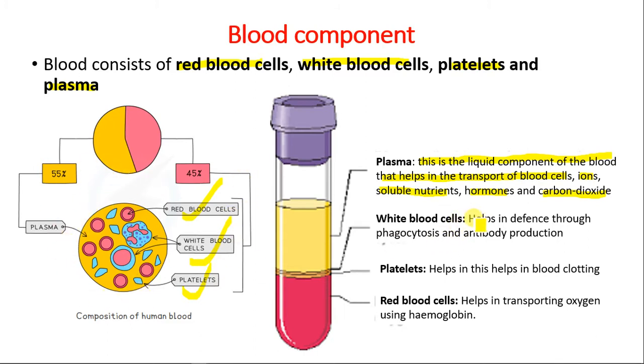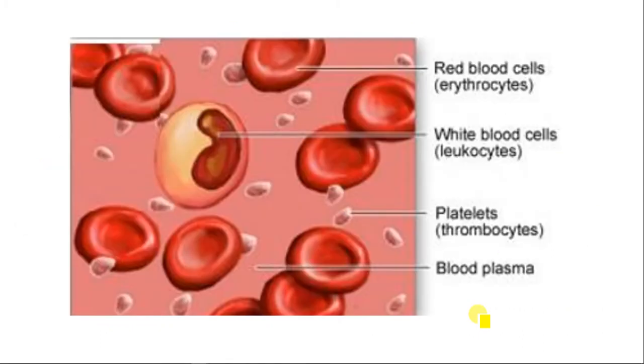The white blood cells' major function is defense through the process of phagocytosis, through phagocytes, and antibody production through the lymphocytes. We also have platelets, and they are responsible for blood clotting. The red blood cells help in transporting oxygen around the body using hemoglobin, which is the pigment that binds to oxygen to form oxyhemoglobin.